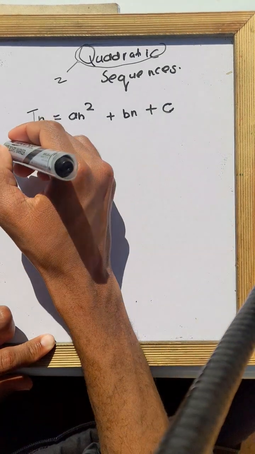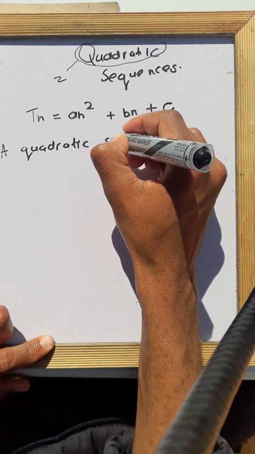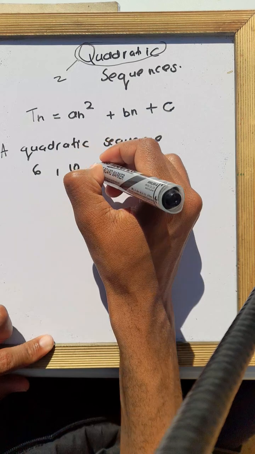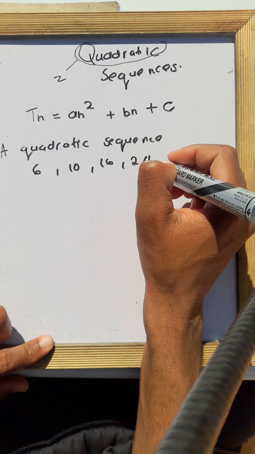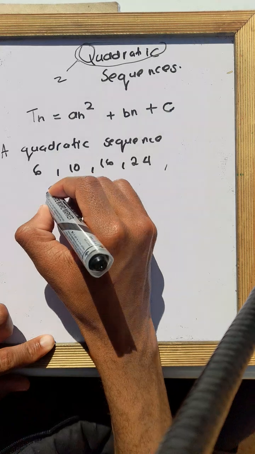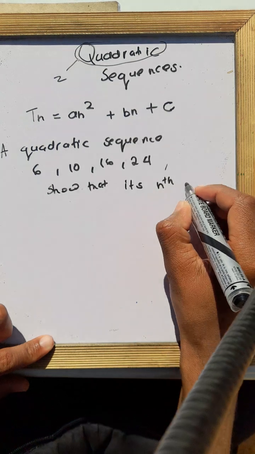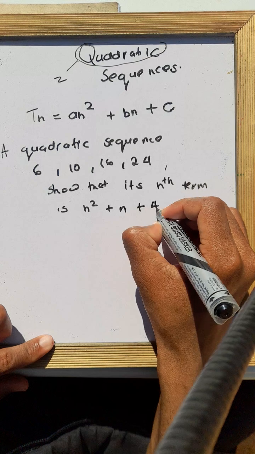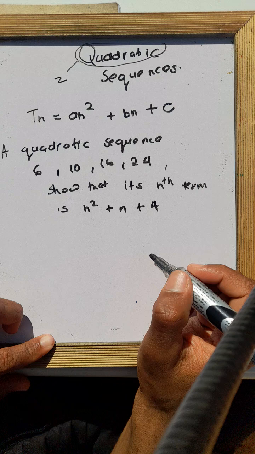So a typical question might say: a quadratic sequence 6, 10, 16, 24. This is a quadratic sequence. Show that its nth term is n squared plus n plus 4. So what are we going to do?